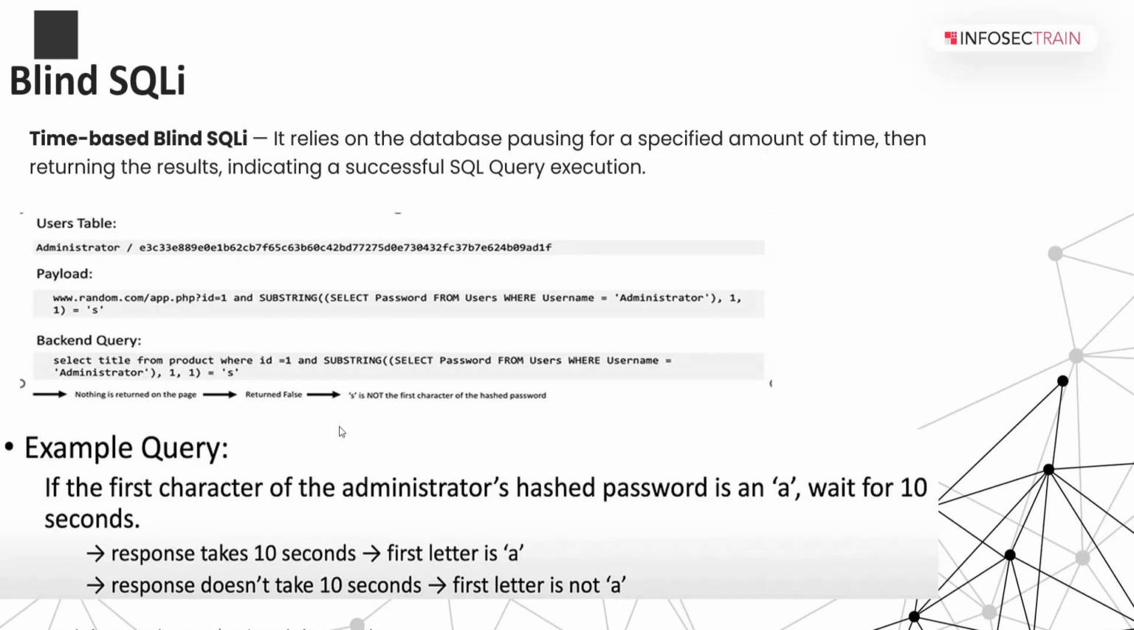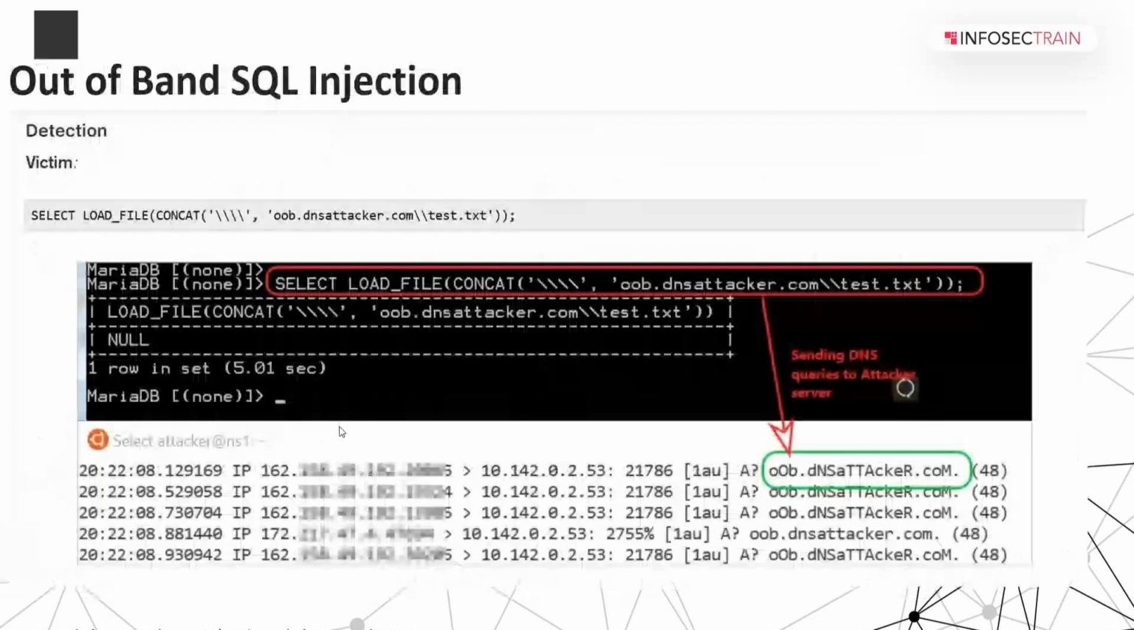Okay, out of band SQL injection. Out of band injection is nothing complex. Let's take an example. Let's say there is a union based SQL injection, but there is no data shown, right? That's blind. So in that case, you need to send the data to some other server, right?